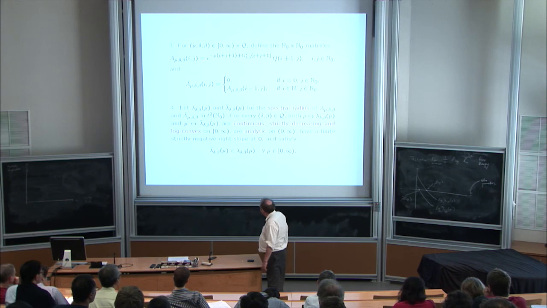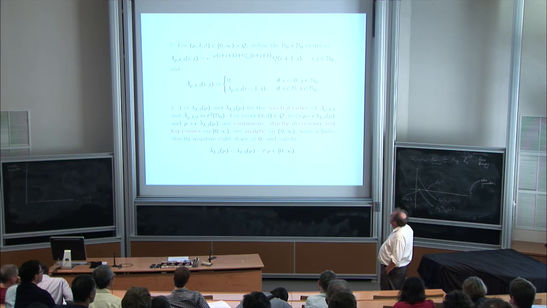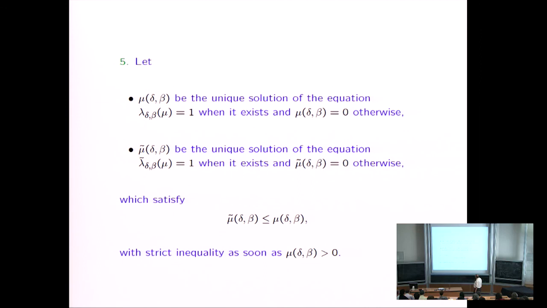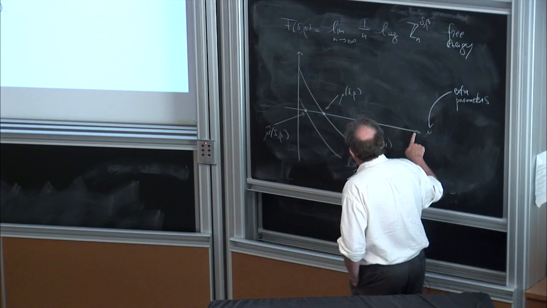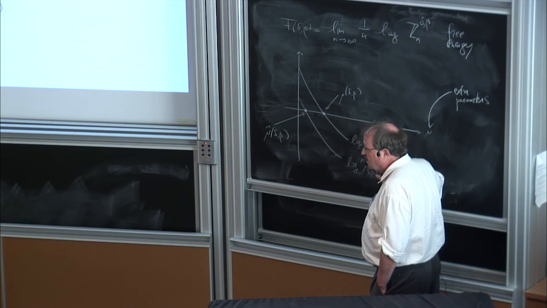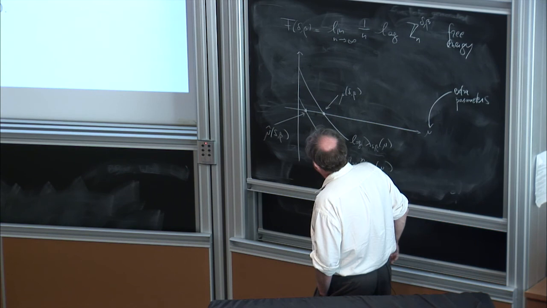Okay, so a complicated object, but still very explicit. And the moment you give me a nice distribution for your charges, for instance, standard Gaussian, everything is explicit here. Now what I need is the two points where these curves cross the value zero. So it's where these lambdas become one, so where the spectral radii of these matrices become one, and that happens at two values which we call mu of delta beta and mu twiddle of delta beta. And so they're defined by these points.